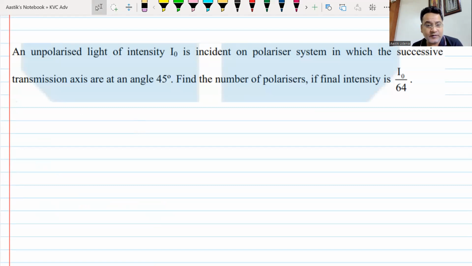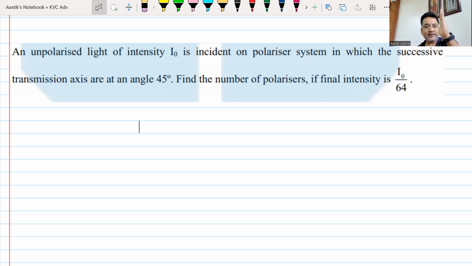Unpolarized light of intensity I naught is falling on a polarizer system in which the successive transmission axes are at 45 degrees. Find the number of polarizers if the final intensity is I naught by 64. So basically, after the polarizer, there is not one analyzer. There are a number of analyzers. You have to find the number of analyzers. They are calling it polarizer.